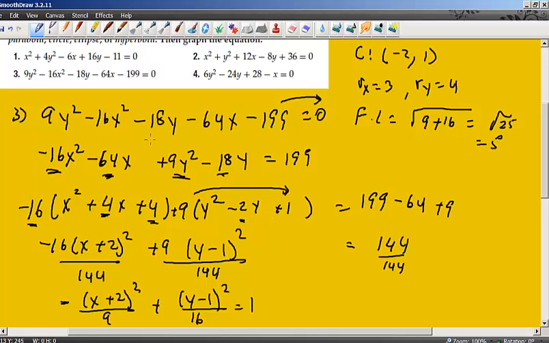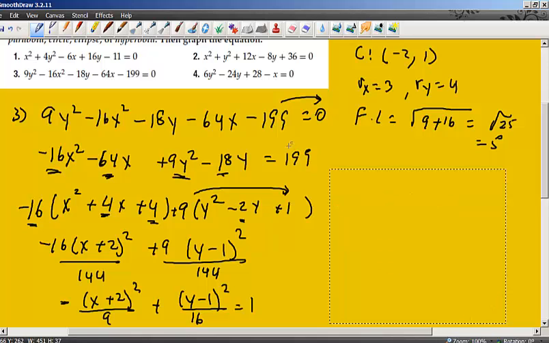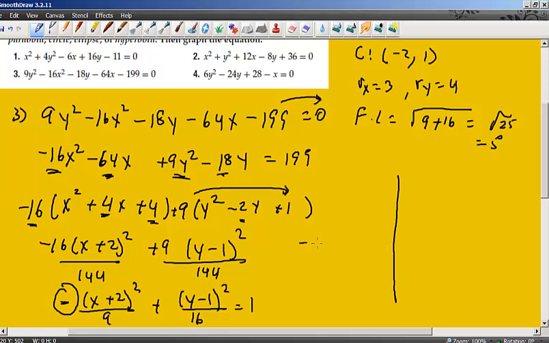Now, when I graph this hyperbola, let me erase some of this stuff right here. When I graph this hyperbola, I'm going to graph everything just like an ellipse, but I have to know which way the hyperbola opens, and that is based on whatever's negative. Since x has a negative in front of it, it's going to open right and left. Alright, so let's go ahead and graph this just like we would an ellipse, and we'll go from there.